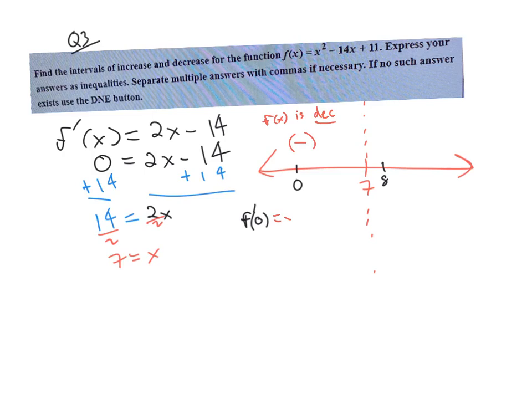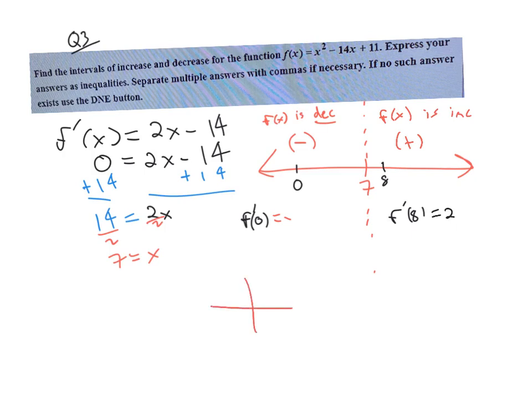Then we plug in that 8. You could have plugged in any point you wanted, as long as it's to the right of 7. If we plug in 8, we get 2 times 8, which is 16, and 16 minus 14 equals 2, which is positive. That tells us that the original function on this side is increasing.